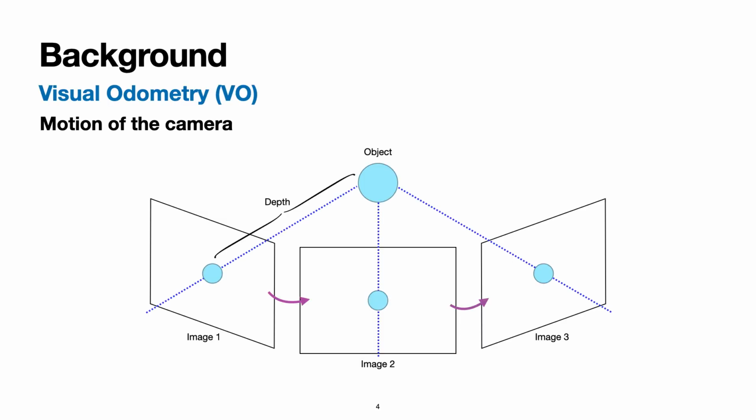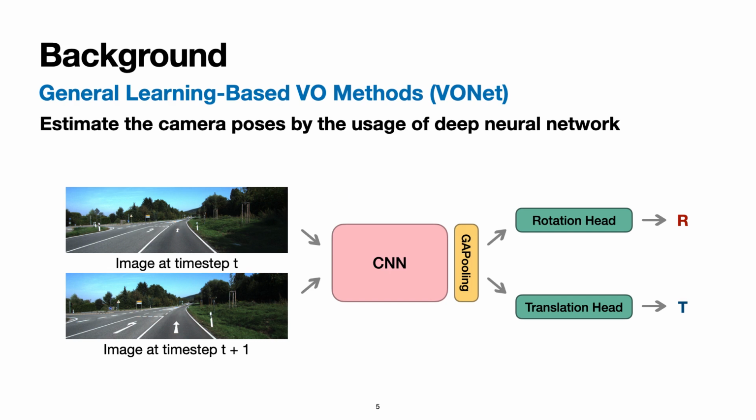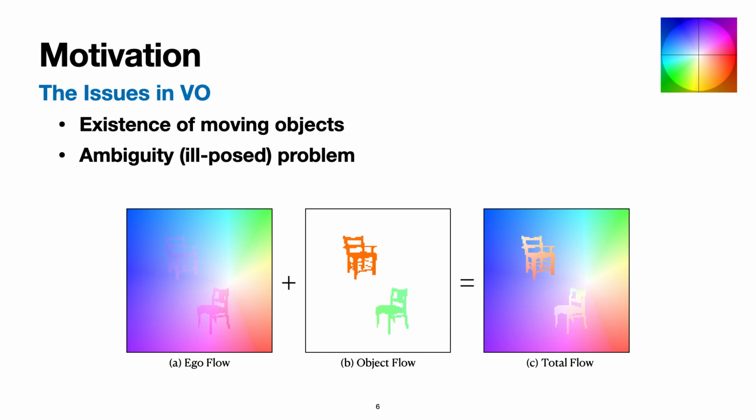VO is the process of determining the position and orientation of a robot or camera when it moves by analyzing the associated images. The figure demonstrates the architecture of general learning-based VO methods, which are referred to as VONet. They take paired RGB images as input and use CNN to extract the features. They estimate the 6 degree of freedom camera pose by separately predicting the camera rotational angle and translational offset between two frames. Estimating VO from raw images often suffers from the existence of noises coming from moving objects.